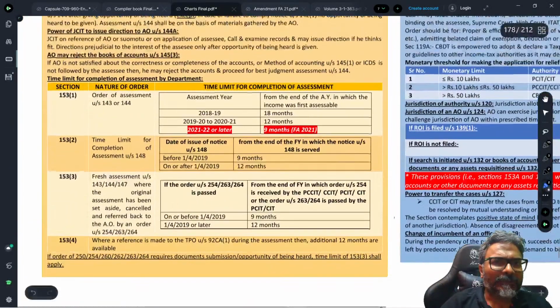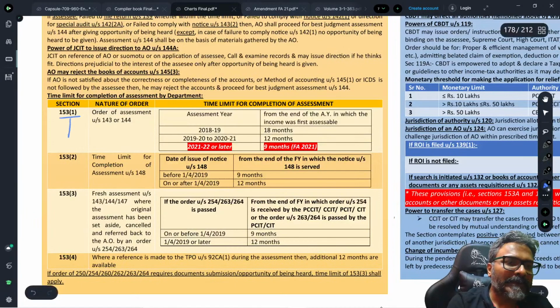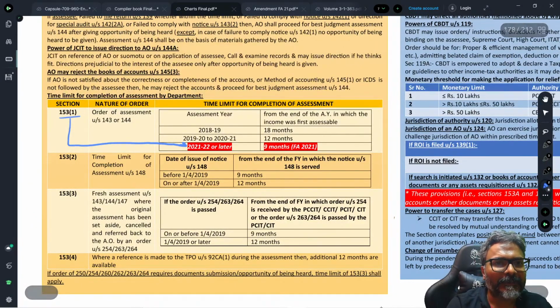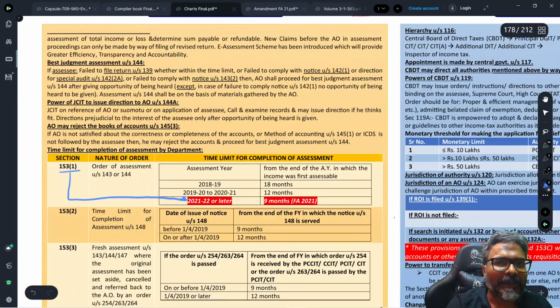Before we start doing the section, students, I was talking about the time limit to complete the assessment. What is the time limit to complete the assessment? What did I tell you? 9 months from the end of the relevant assessment year. Isn't it? By the way, students, are you aware of it? I think I have discussed this point with all of you.